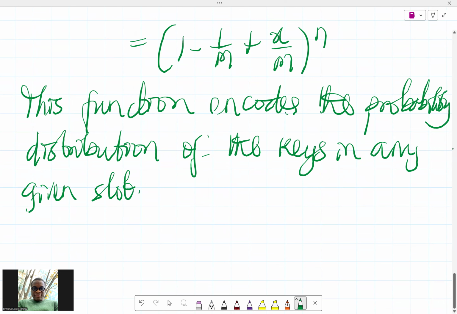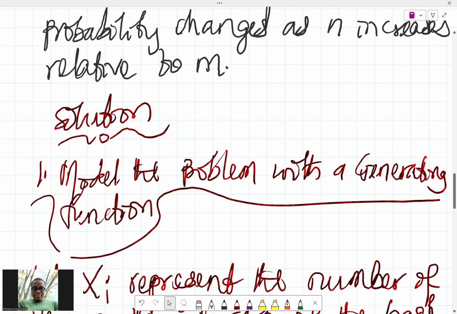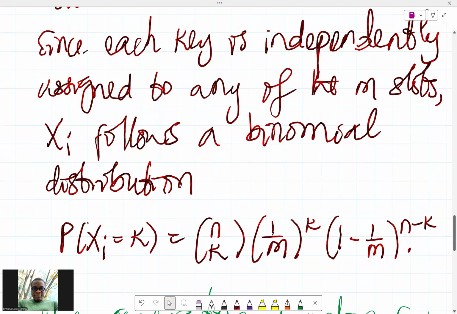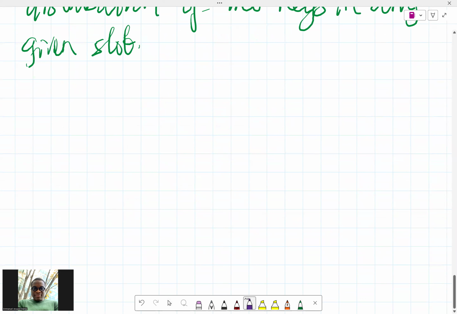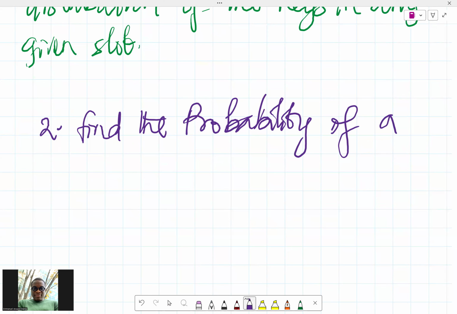Now, we have taken the first step, modeling the problem with a generating function, and that has been successfully completed. The next thing we would like to do is to find the probability of a collision in a single slot.